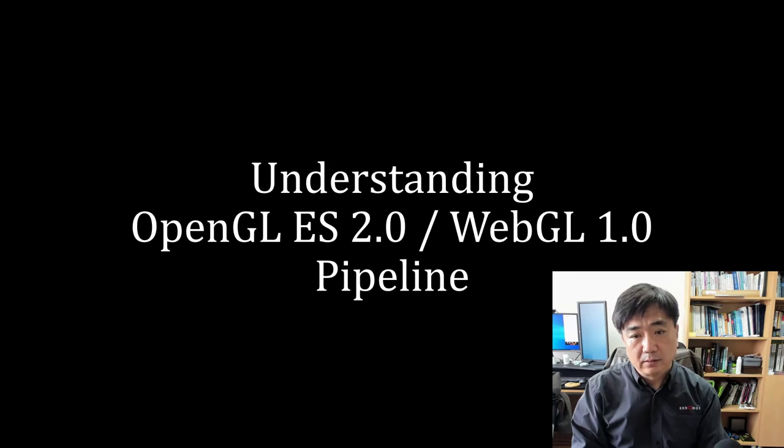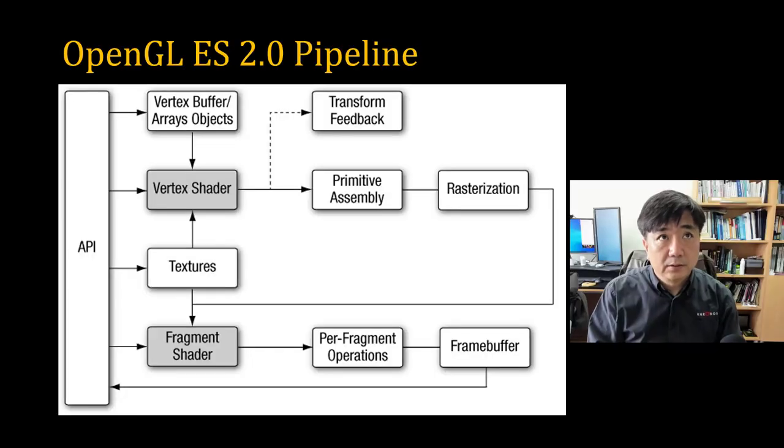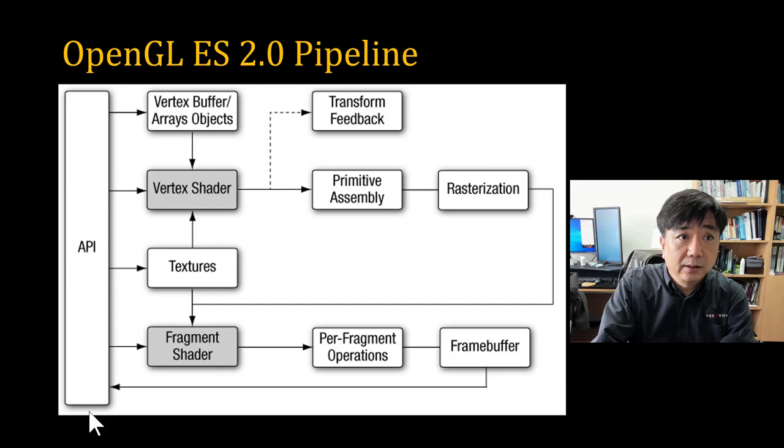Now we have set up the WebGL programming environment, and we must understand the WebGL pipeline to understand WebGL programming. I will briefly explain the OpenGL ES 2.0 and WebGL 1.0 pipeline. This is a block diagram of the OpenGL ES 2.0 pipeline. OpenGL ES 2.0 is the foundation of WebGL 1.0, so the OpenGL ES 2.0 pipeline is the same as the WebGL 1.0 pipeline. The left part of this diagram is the API, which is executed in the CPU.